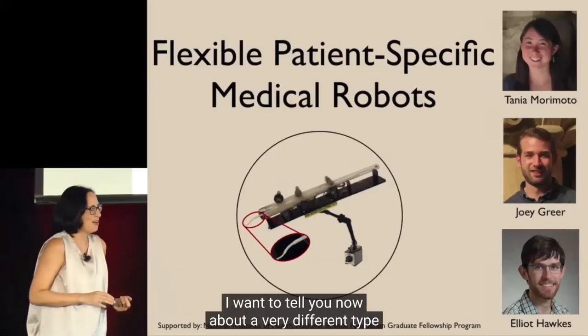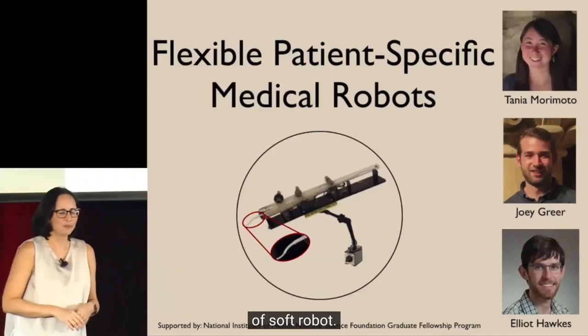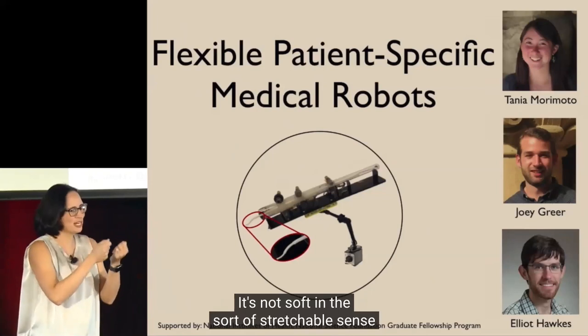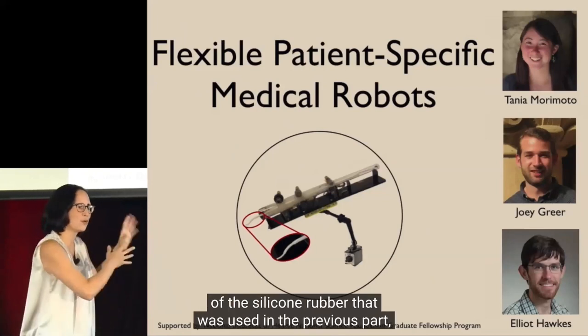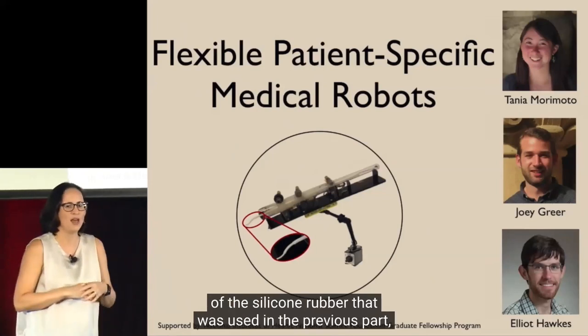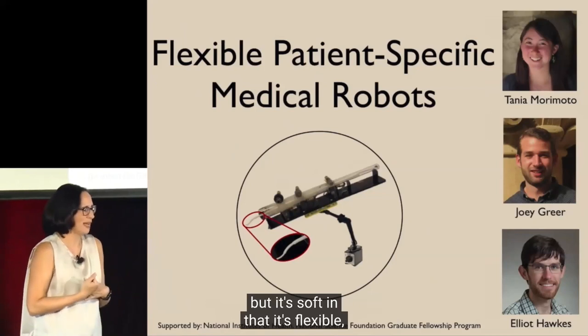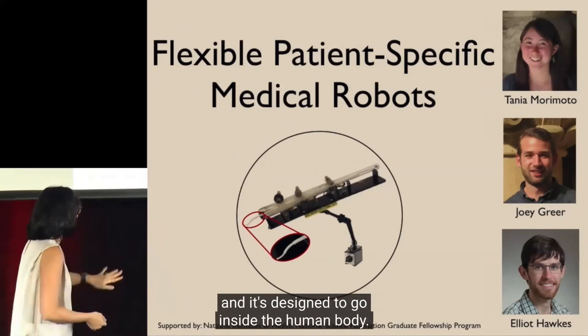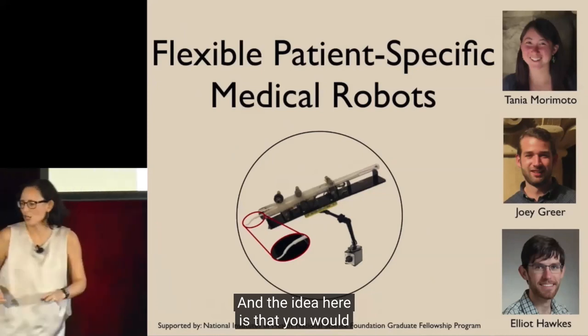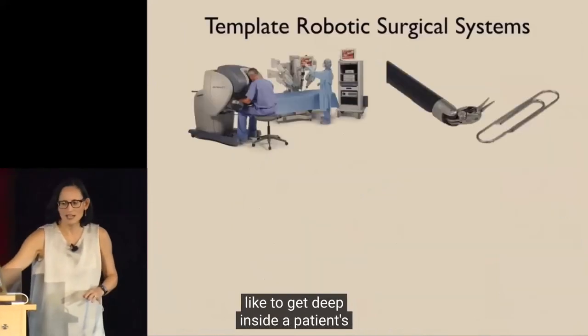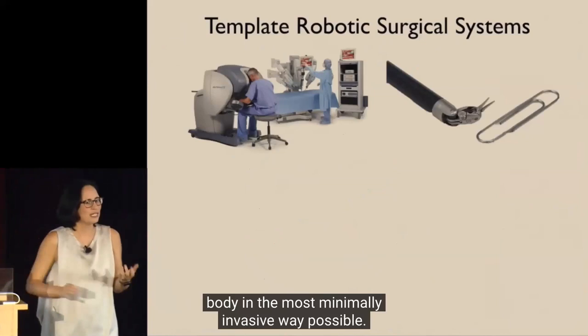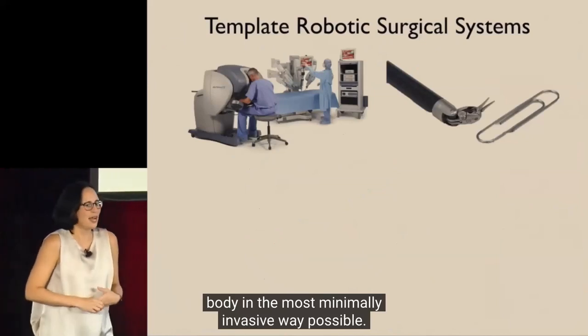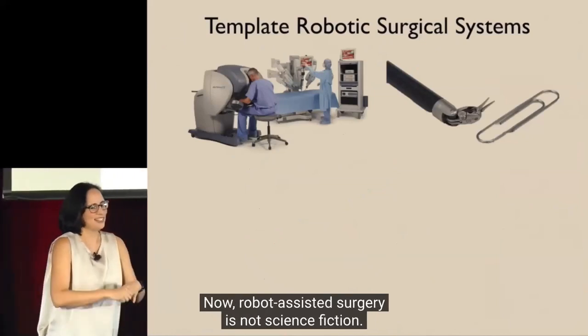I want to tell you now about a very different type of soft robot. It's not soft in the sort of stretchable sense of the silicone rubber that was used in the previous part, but it's soft in that it's flexible, and it's designed to go inside the human body. And the idea here is that you would like to get deep inside a patient's body in the most minimally invasive way possible. Now, robot-assisted surgery is not science fiction.